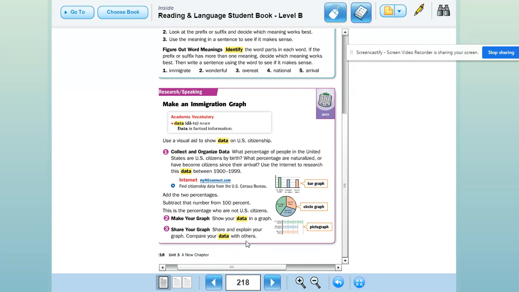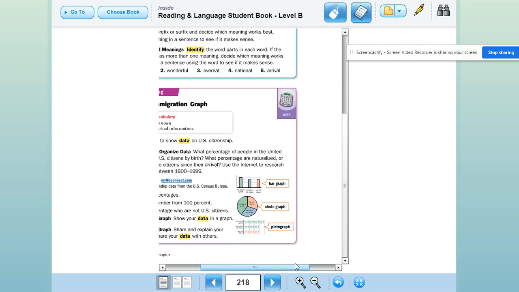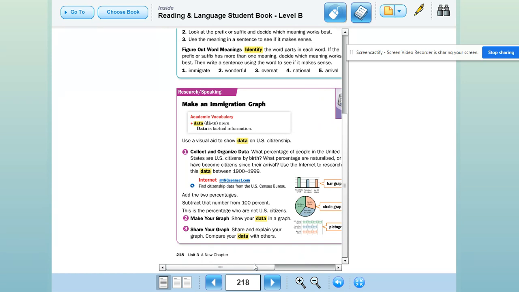of data. All right, so we're done with page 218. Right now we're going to page 219 in your reading book. And this is the last page.